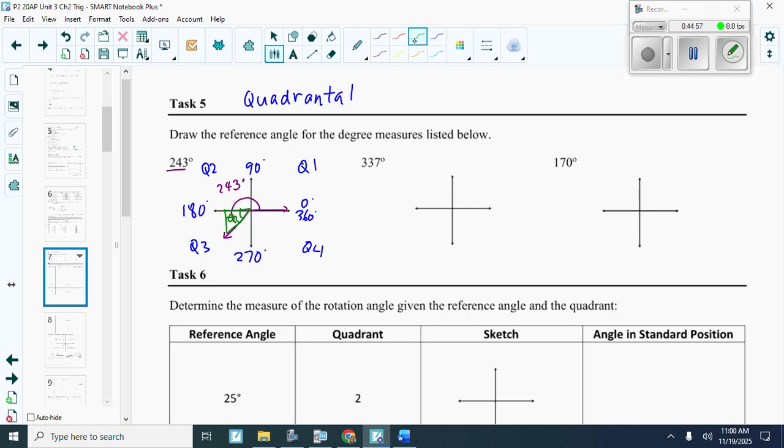Guys, could you tell me what the value is for the reference angle? You could do 243, what are you going to do? How are you going to figure it out? Yeah, subtract 180. If you wanted to figure out the reference angle, you could do 243 subtract the closest quadrantal angle on the x-axis to get a value of 63 degrees.